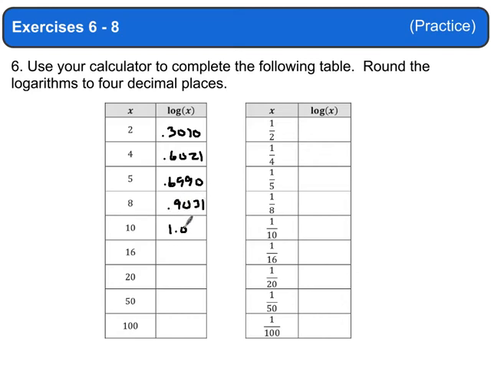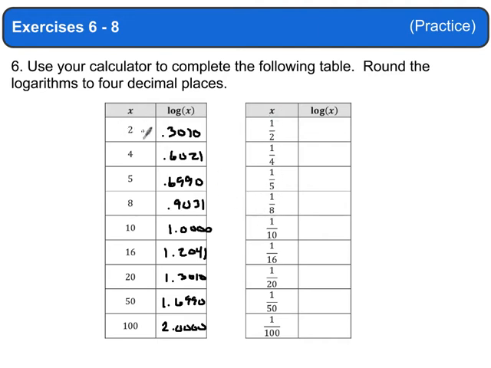This will be 1.0000, 1.2041, 1.3010. This would be 1.6990, and this would be 2.0000. Here's what they want you to note: what if I had 1/2, 1/4, 1/5, 1/8?